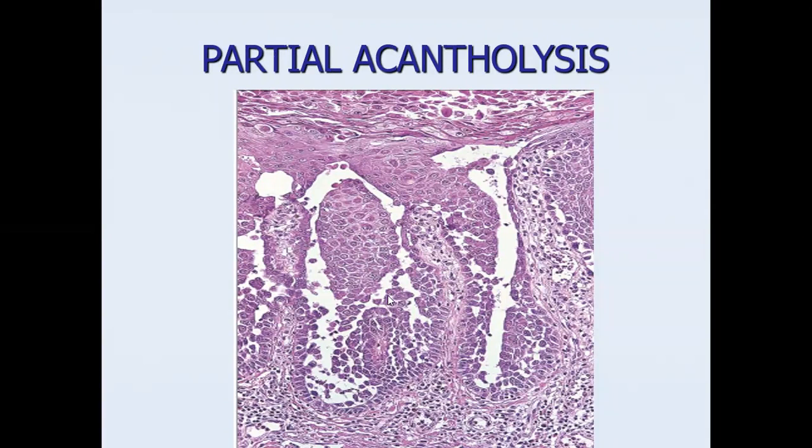This is partial acantholysis, or a dilapidated brick wall. You can see the epidermis is there. There is no big blister, but the keratinocytes are seen disintegrating and falling apart. So this is partial acantholysis, which we see commonly in Hailey-Hailey disease.